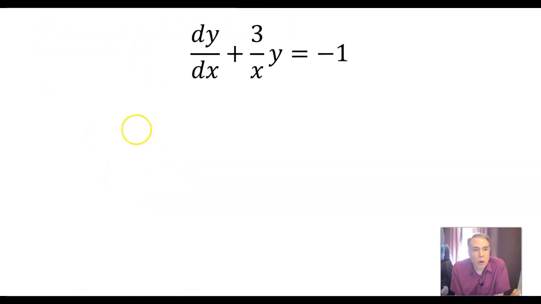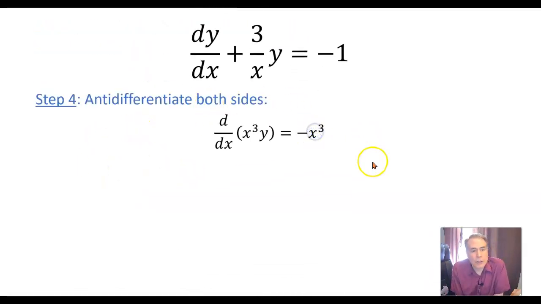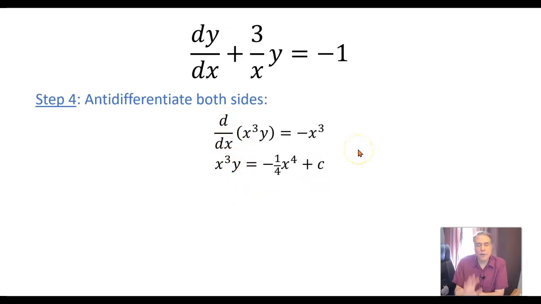So now we're all ready for step 4, where we anti-differentiate both sides. The antiderivative of the derivative is just x cubed y, and the antiderivative of negative x cubed would be negative 1/4 x to the 4th plus c. So we're pretty much done, although if you want your solution given explicitly with y on one side equal to some function of x on the other side, that's easy enough to do here. Instead of something times y, if we want y by itself, just divide both sides by the something.